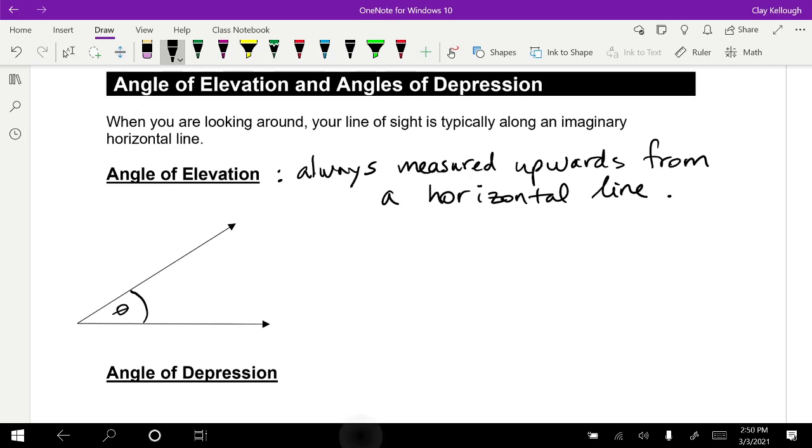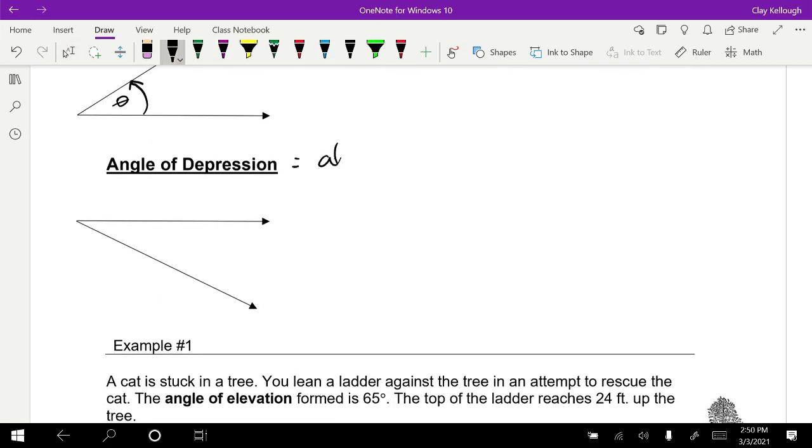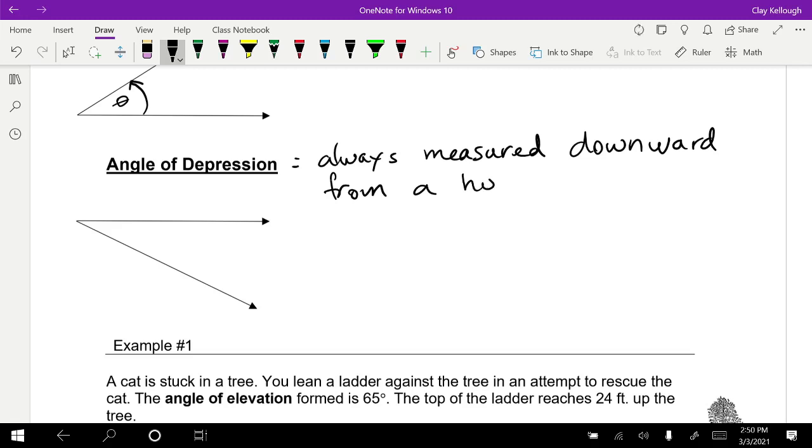So I might even put a little arrow here, if my pen would work. There we go. Put a little arrow up from the angle of elevation. Okay? Angle of depression is always measured downward from a horizontal line. So that way.